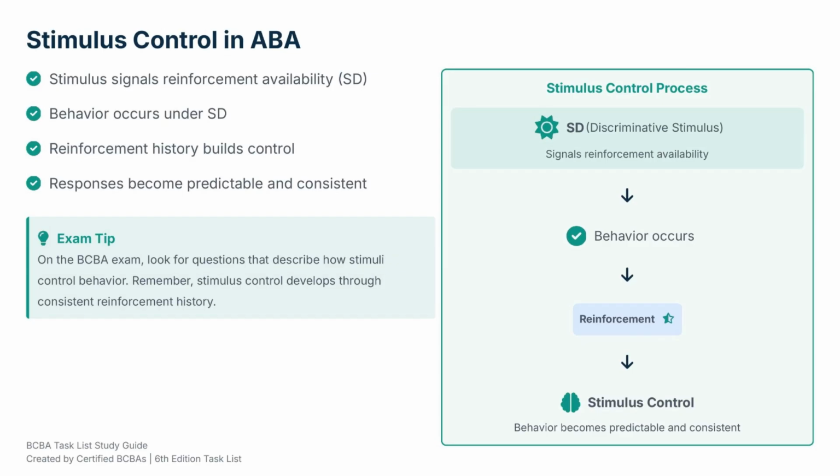The SD signals that reinforcement is available, and therefore the behavior becomes more likely in that situation. Importantly, stimulus control develops through a consistent history of reinforcement. When a learner repeatedly experiences reinforcement following a behavior under certain conditions, the stimulus begins to guide responding. As stimulus control strengthens, behavior becomes more predictable and consistent. This is a key goal in many ABA teaching procedures.